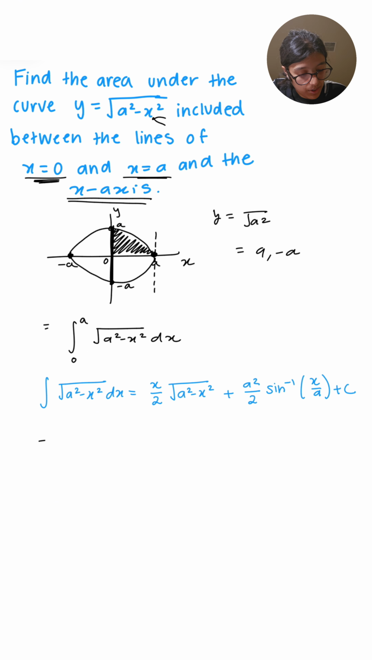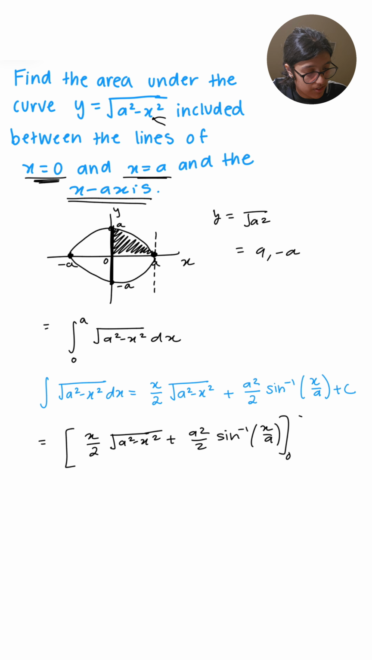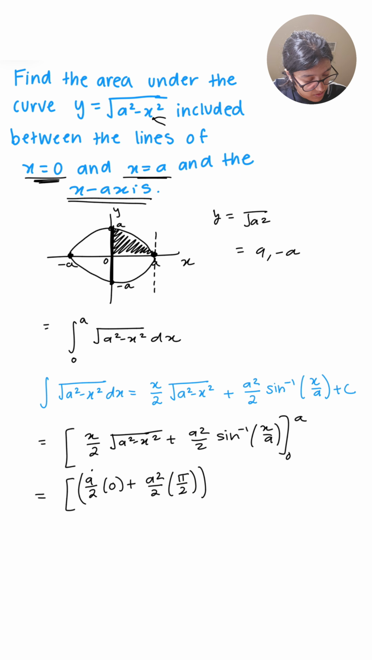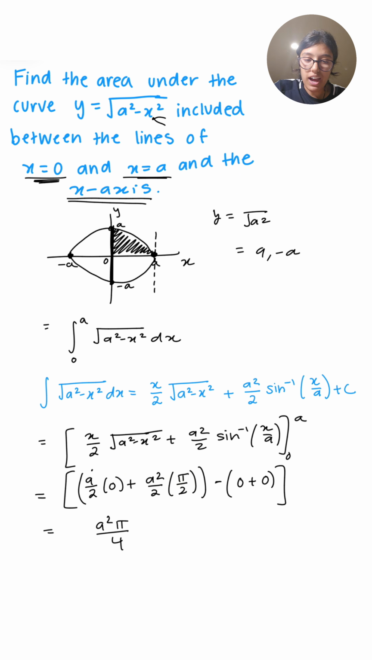Of course we're going to have the brackets: x over 2 times square root of a squared minus x squared, plus a squared over 2, and our bounds are 0 to a. Substituting this, we get a squared pi over 4, and that is our final answer.